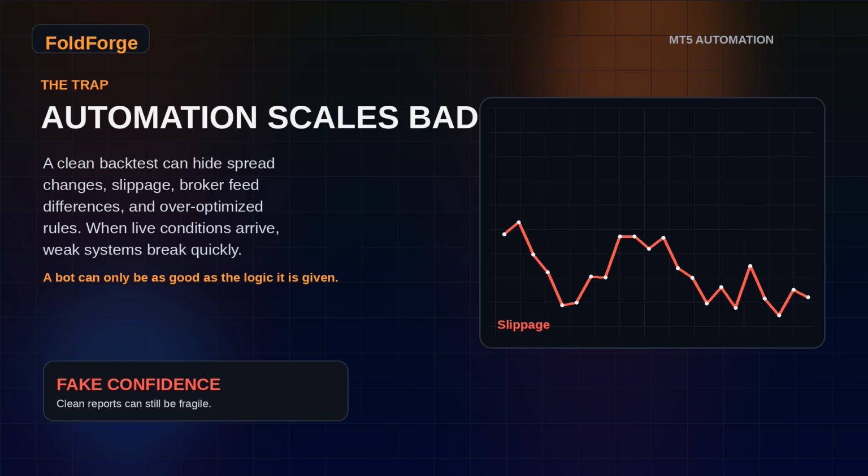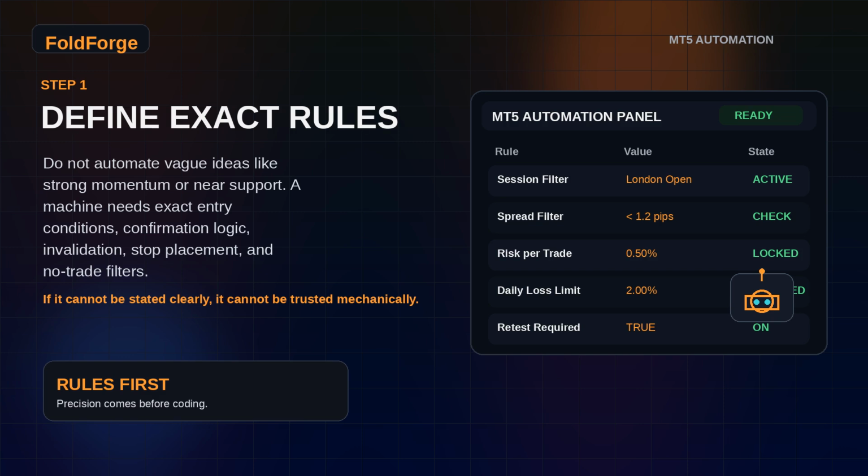Here is the trap. A trader finds a setup that looks good on a few charts. They turn it into an expert advisor, run a quick backtest, see a nice equity curve, and assume the job is done. Then live trading begins. Spread changes. Slippage appears. The broker feed behaves differently. Market conditions shift. And suddenly the automated system that looked brilliant in a clean backtest starts behaving like a capital destruction machine. That is why automation without validation is dangerous. It does not remove human error. It scales it. If you want to automate trading in MT5 properly, there are 4 stages you need to follow.